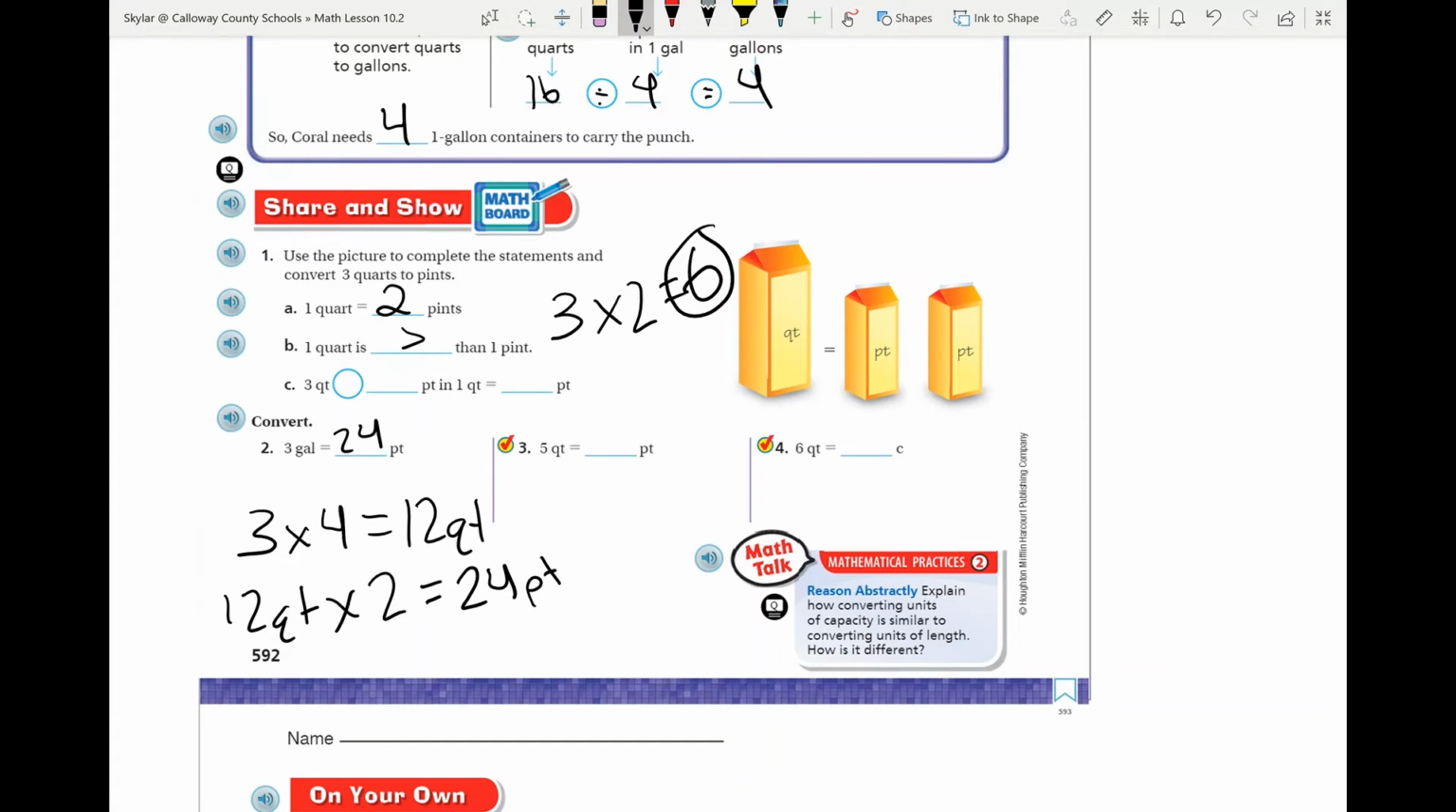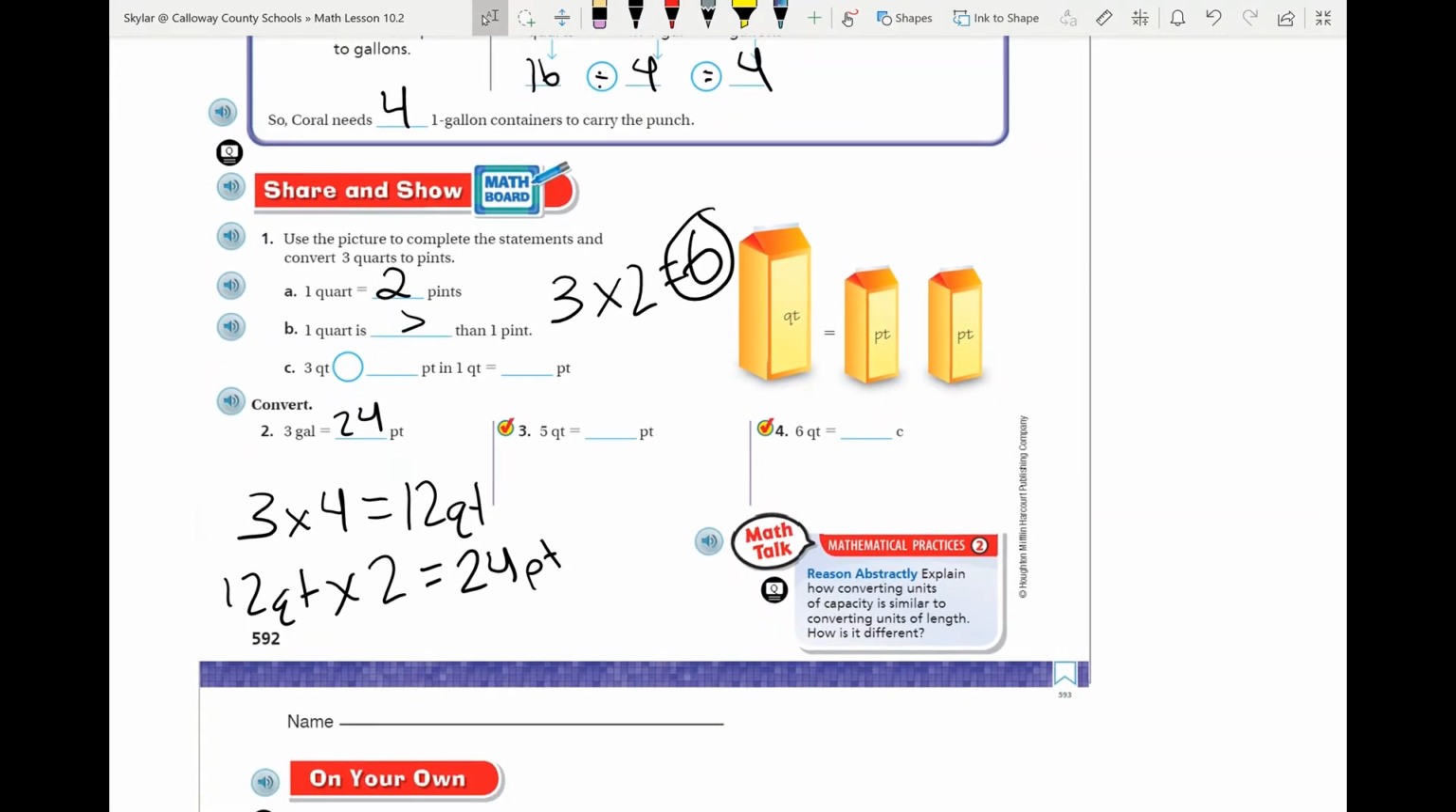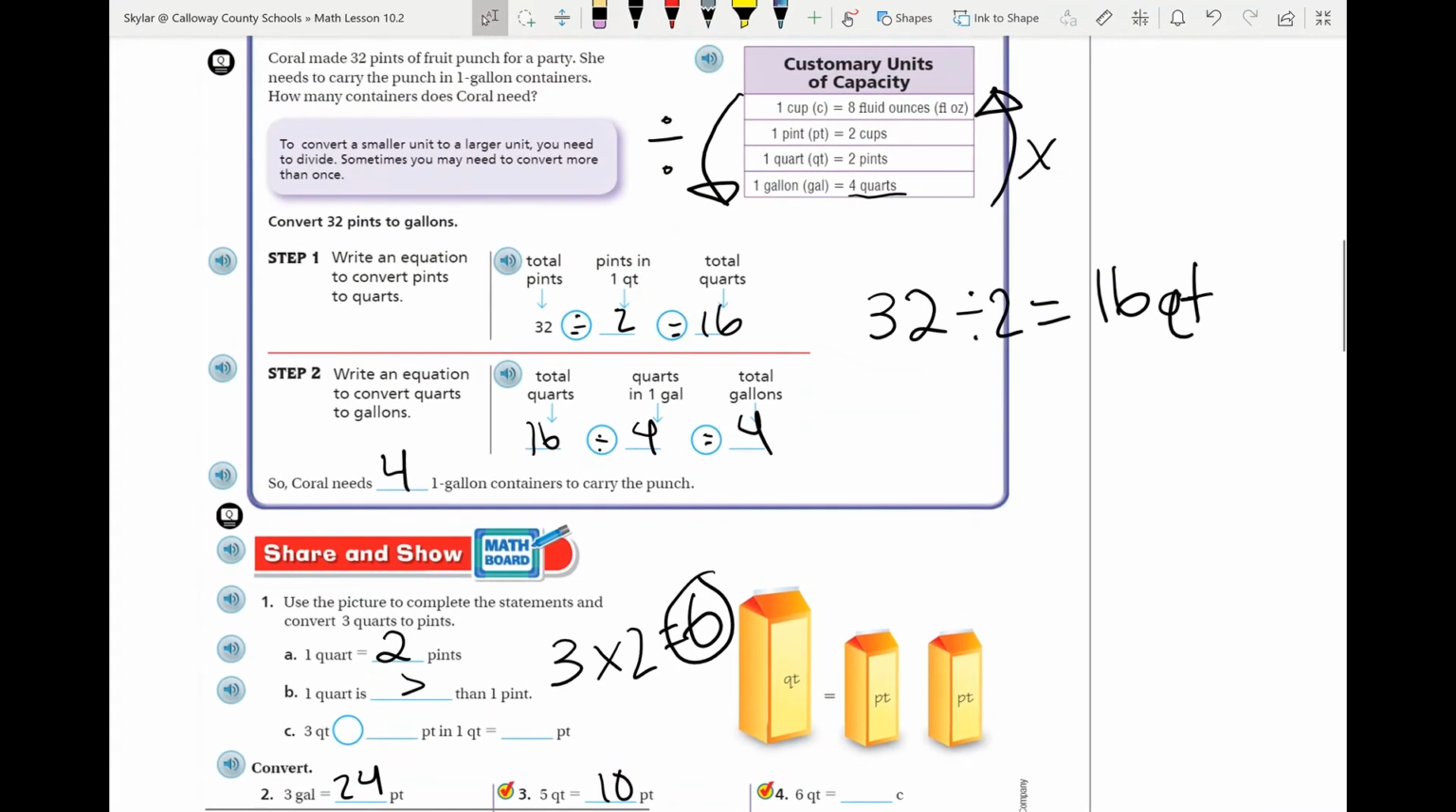5 quarts to a pint, you say? Well, we just saw quarts are bigger than pints, and there's 2 pints in a quart. So 5 quarts times 2 equals 10. And now we are going quarts to cups. So again, we're moving up our chart. So we're going to be multiplying.